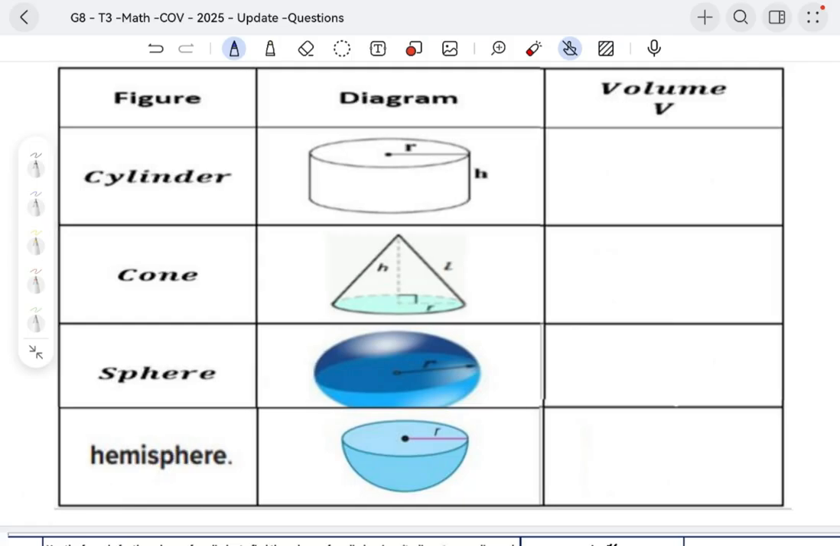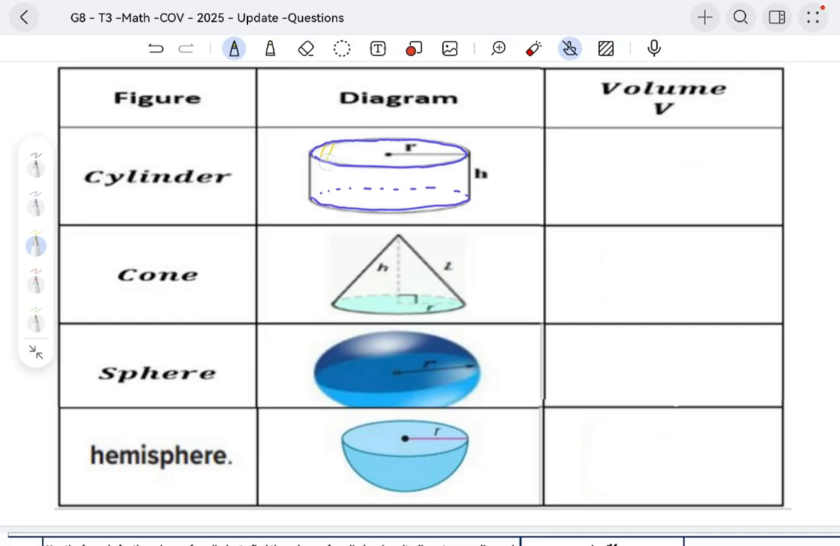Now for the cylinder, it has two parallel and congruent bases. Here we have a circle and it's congruent to the base in the bottom. It's the same as this one. So to find the volume for the cylinder, we're going to do the same as we did in the prism. We're going to find the area of the base and multiply it with the height. You can imagine it as a circle on top of another circle on top of another circle.